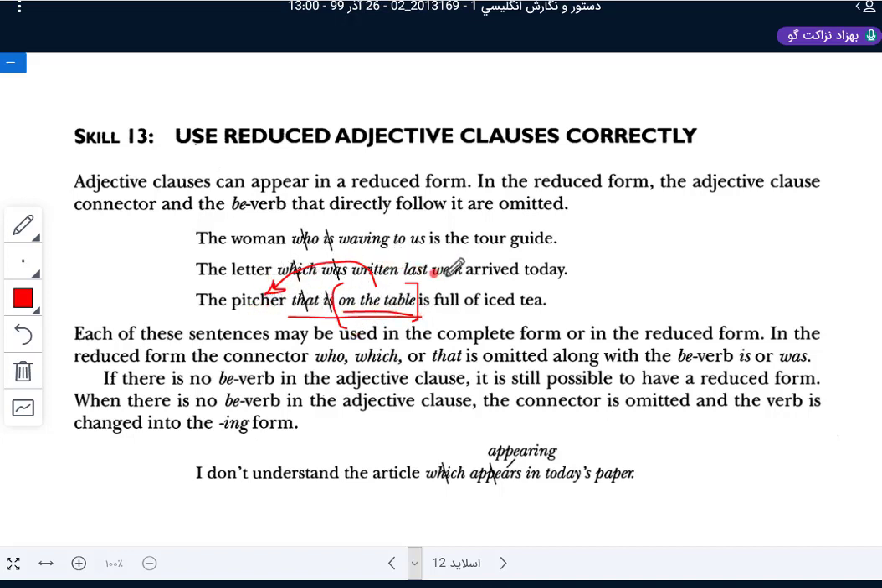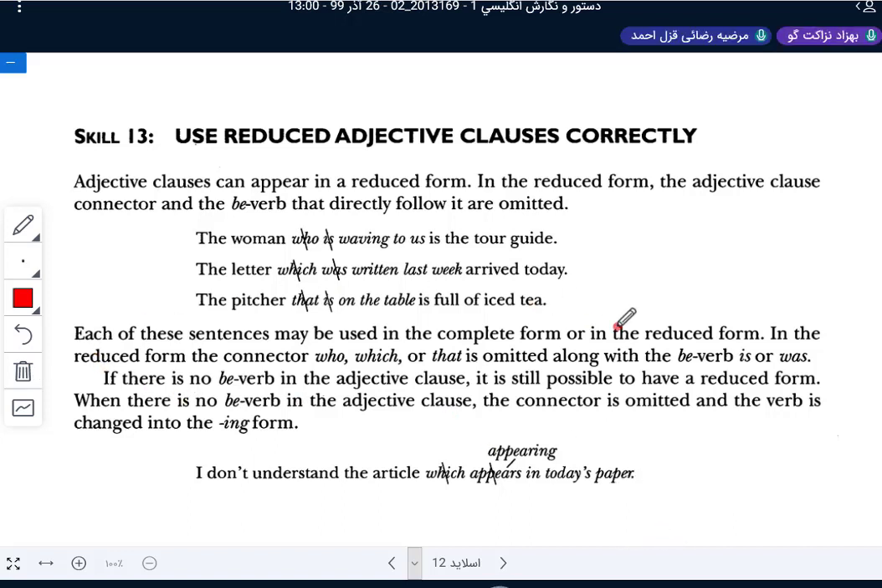Or written last week. Here, as you see, written is the past participle. Again, it is a post modifier and it is an adjectival phrase. Go on, please.